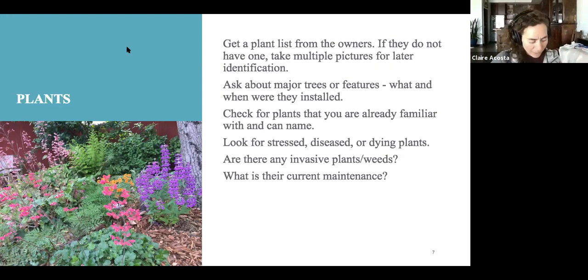Then of course, look at the plant health. Like, are there stressed ones? Are there diseased ones, dying plants? Assessing any problems like invasive plants or weeds. Definitely take note. That's all in your assessment. Taking note of these things.